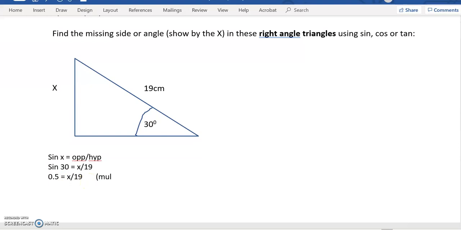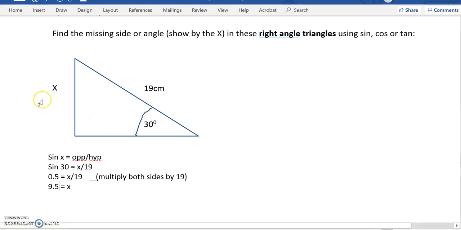And multiply, okay, 0.5 times 19. You can use a calculator if you want, but I think that's going to equal 9.5, and x multiplied by 19 divided by 19, the 19 is going to cancel out, and it's going to be equal x. Very important, though, that we do have units here. It's going to be 9.5 centimetres.